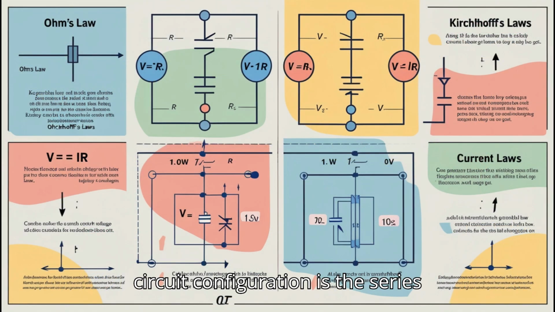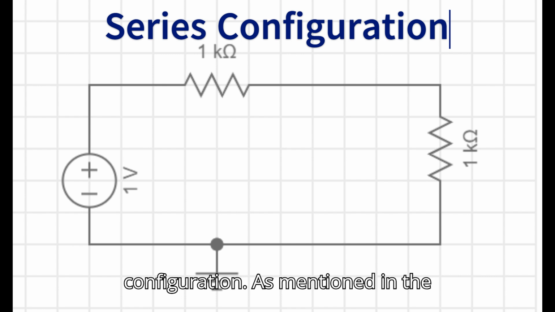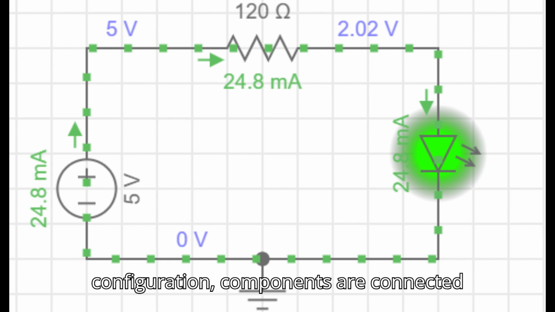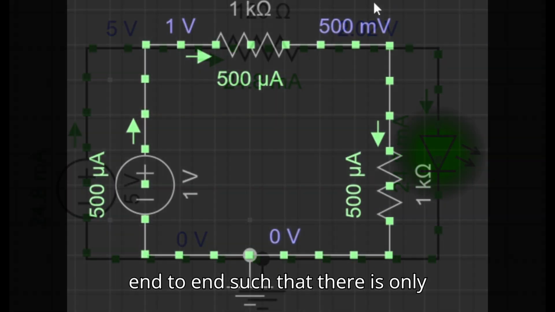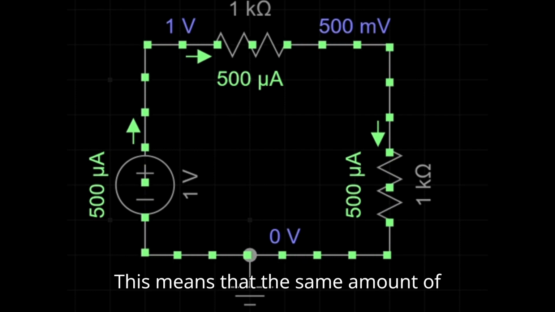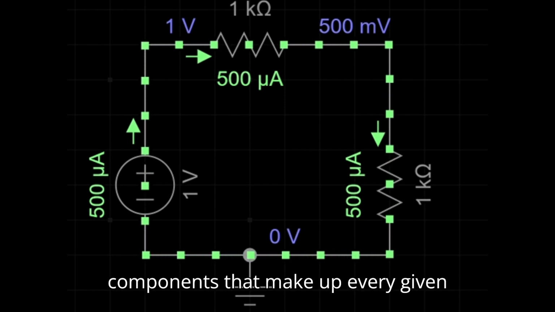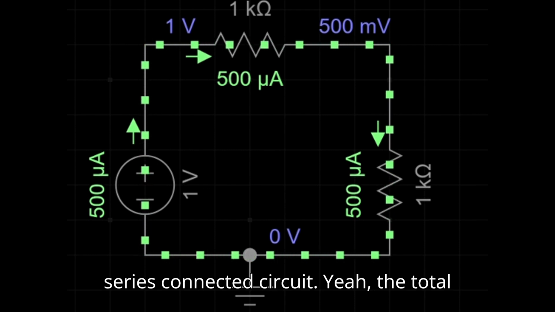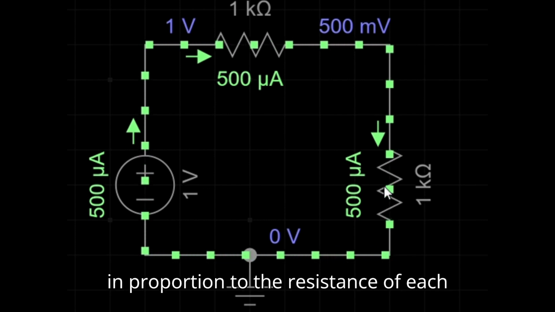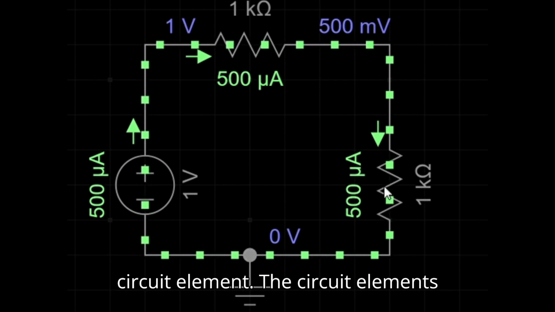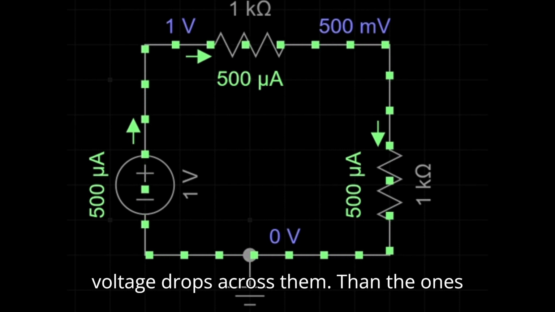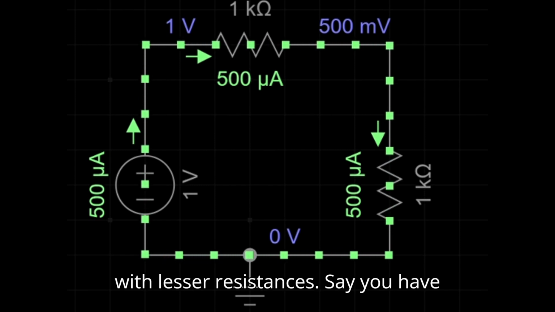The first circuit configuration is the series configuration. As mentioned in the previous video, in a series configuration, components are connected end to end such that there is only one path for the current to flow. This means that the same amount of current flows through each one of the components that make up every given series connected circuit. The total supply voltage of the circuit is divided in proportion to the resistance of each circuit element. The circuit elements with larger resistances have larger voltage drops across them than the ones with lesser resistances.